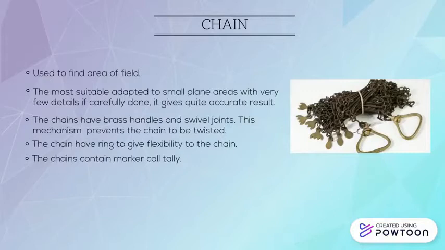The first instrument of linear measurement is the chain. Chains are used to find the area of a field. This is most suitably adapted to small plain areas with very few details. The chain also has brass handles and swivel joints. This mechanism prevents the chain from being twisted. It also has rings to give flexibility and contains markers called tallies.